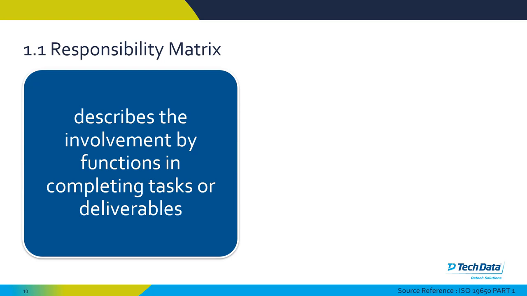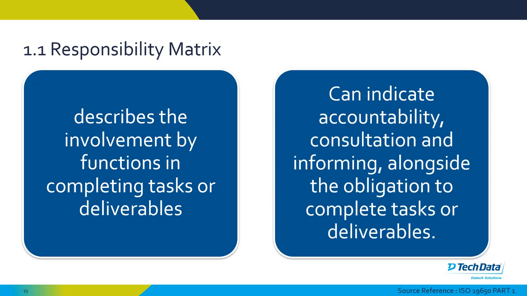And just to go through some of the terminology in the documents, including responsibility matrix. So this describes the involvement of individuals by roles or functions in completing tasks or deliverables required for that asset to be constructed and operated. And then this can indicate accountability, consultation, and informing alongside any obligations to complete the tasks or deliverables. And this is contained in the responsibility matrix.